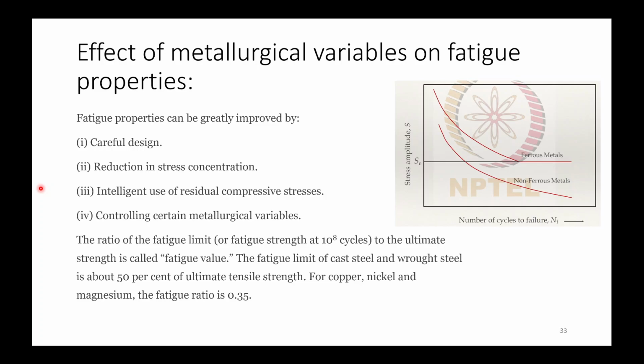The ratio of the fatigue limit to the ultimate strength is called fatigue ratio, and the fatigue limit of cast steel and wrought steel is about 50% of ultimate tensile strength. In case of copper, nickel and magnesium, the fatigue ratio is 0.35.